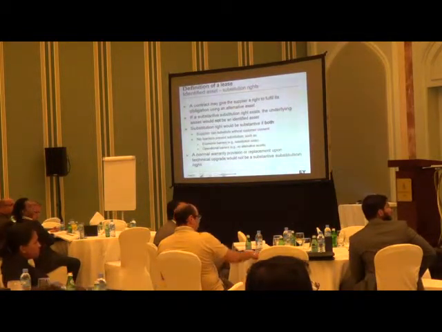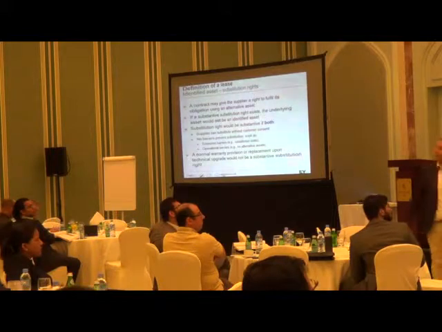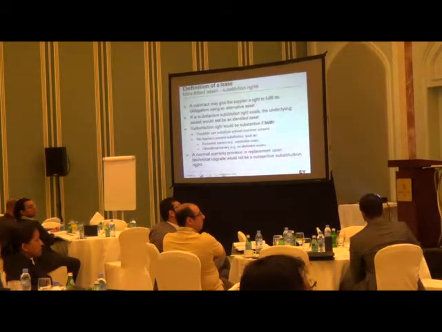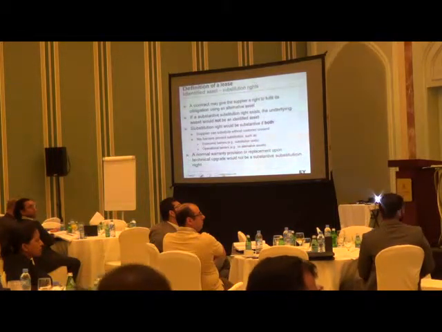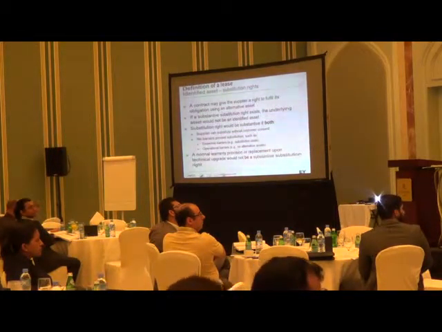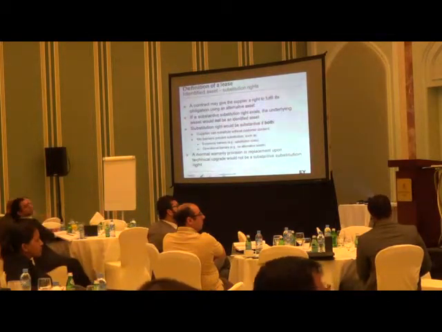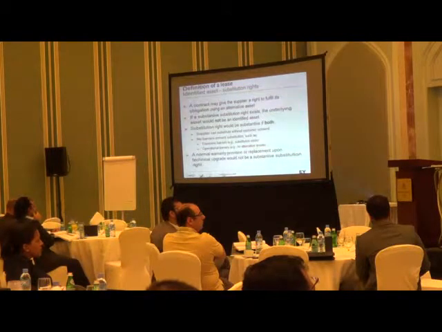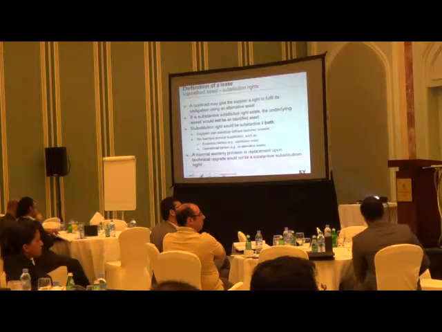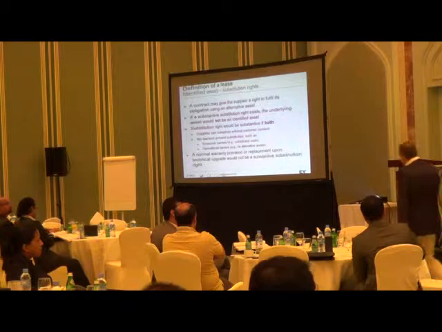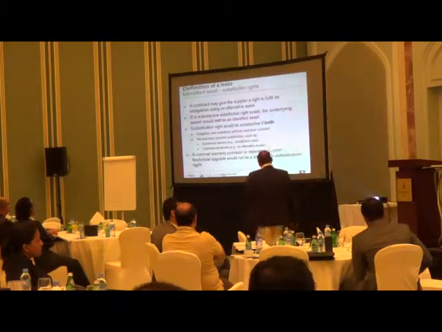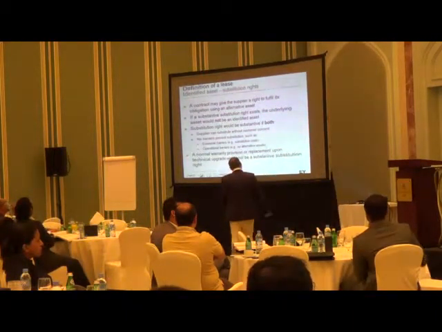Now, definition of the lease. Identified assets, substitution rights. Let's see what we are going to do. A contract may give the supplier a right to fulfill its obligation using an alternative asset. If a substantive substitution right exists, the underlying asset would not be an identified one. So if they can change it without any typical burden or any typical constraint, then it's not going to be an identified asset.